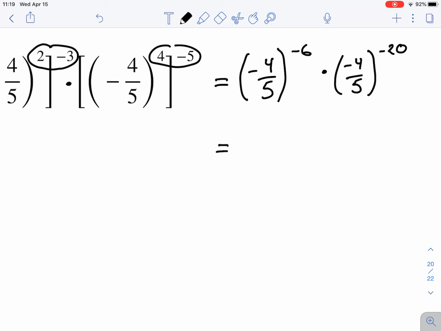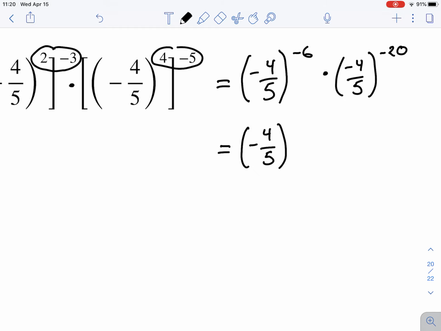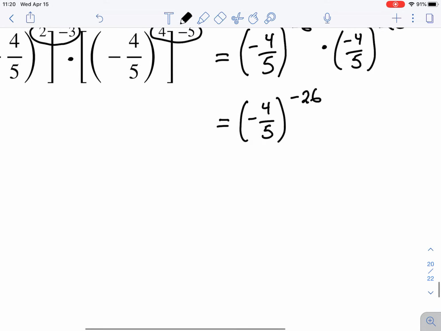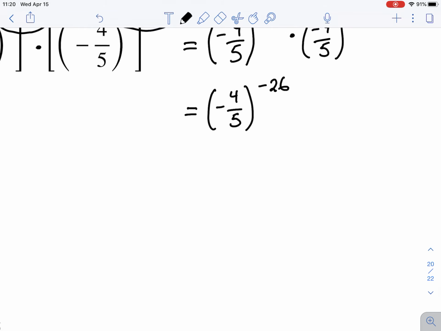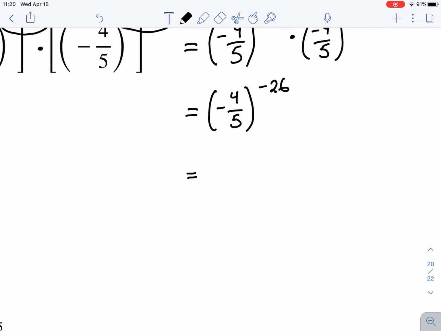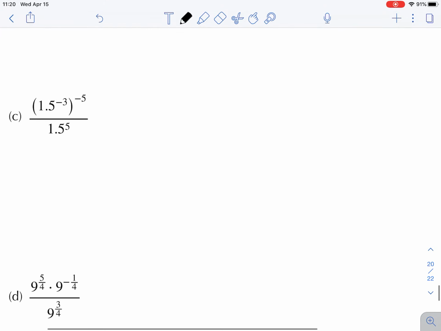So our first step was power raised to a power. Now we're multiplying two powers of the same base, so we're going to add the exponents. So we're going to have negative 4 over 5, and we add negative 6 and negative 20 to get negative 26. All right, now, I don't like having powers with negative exponents as an answer, so we're going to turn this into a positive exponent. So to do that, we just take the reciprocal. Negative 5 over 4 to the power of 26. There we go. That is simplified as much as possible.